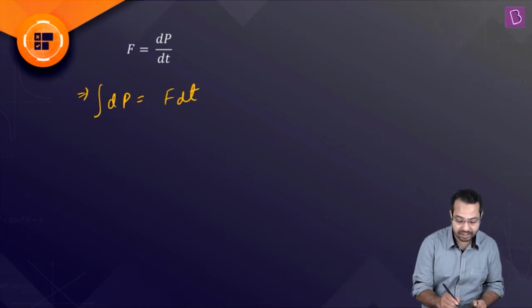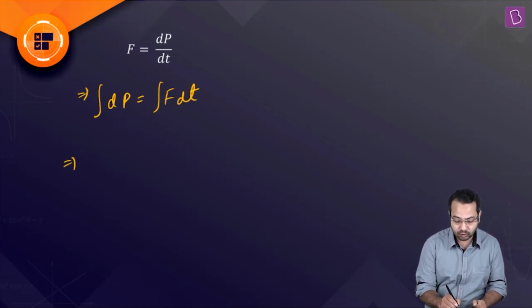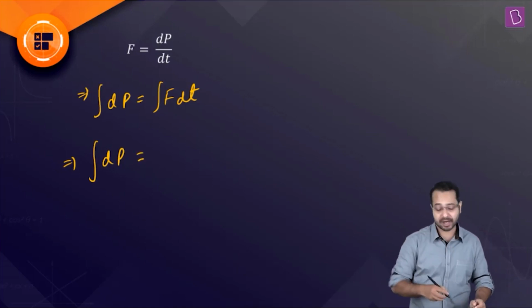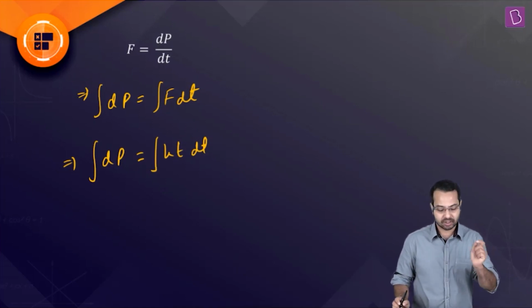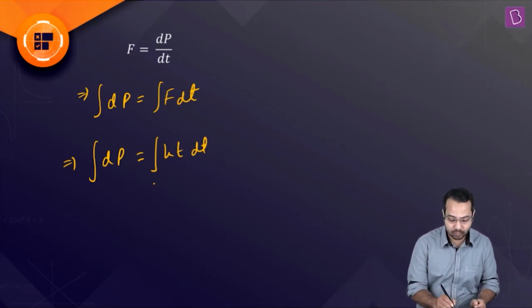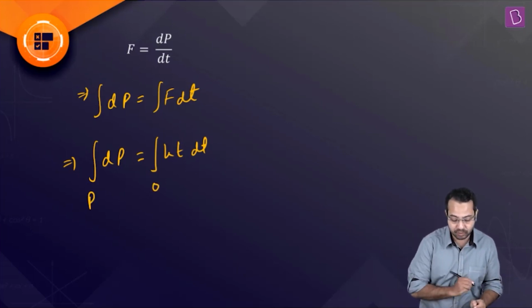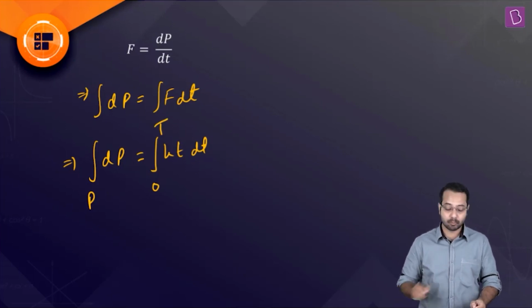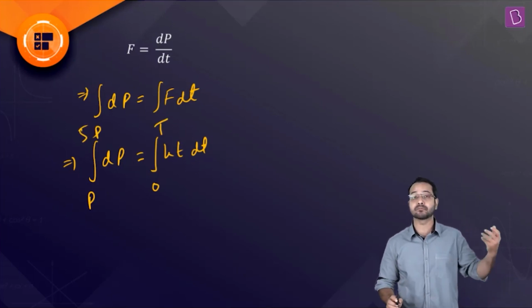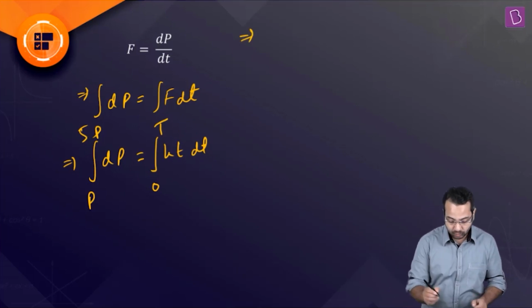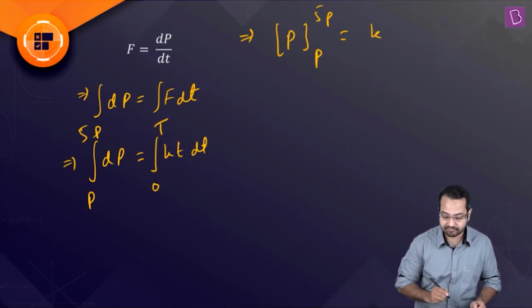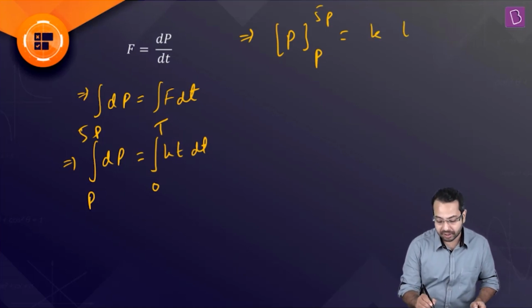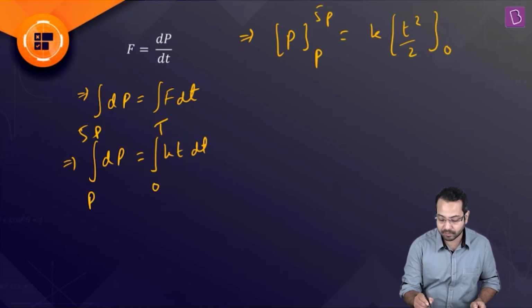Now we are going to integrate on both sides. So the integral of dp is going to be the integral of F, and I know F is equal to kt, so kt dt. Now the limits. The force starts acting at t equal to 0, and at that instant the momentum was p. Now at time T, the momentum has become 5p, hence these would be the limits of integration. So the integral of dp is going to be p, with limits from p to 5p, and then k is a constant, and the integral of t dt is going to be t square upon 2, with limits from 0 to capital T.